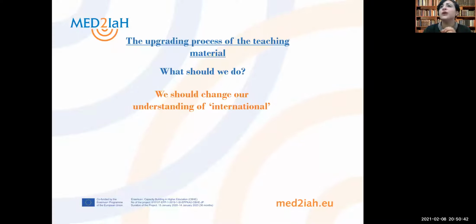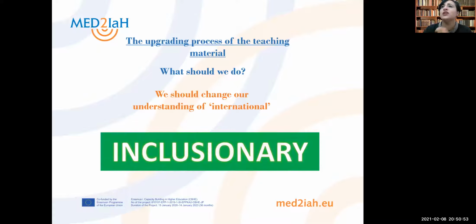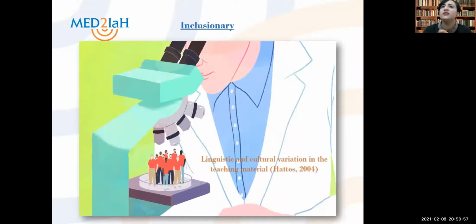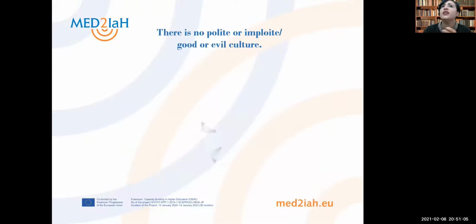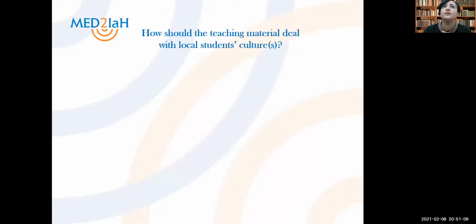We should change our understanding of international first by substituting this widely used adjective, universal, by a rarely used one, which is inclusionary. What does inclusionary mean? It means linguistic and cultural variation in the teaching material, by Hattus 2004. It also means that all cultures are equal and that there's no polite or impolite, good or evil culture.